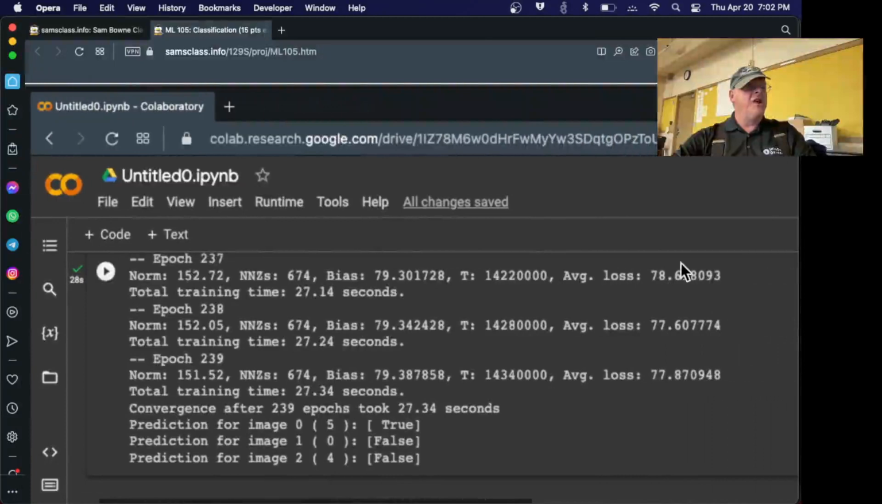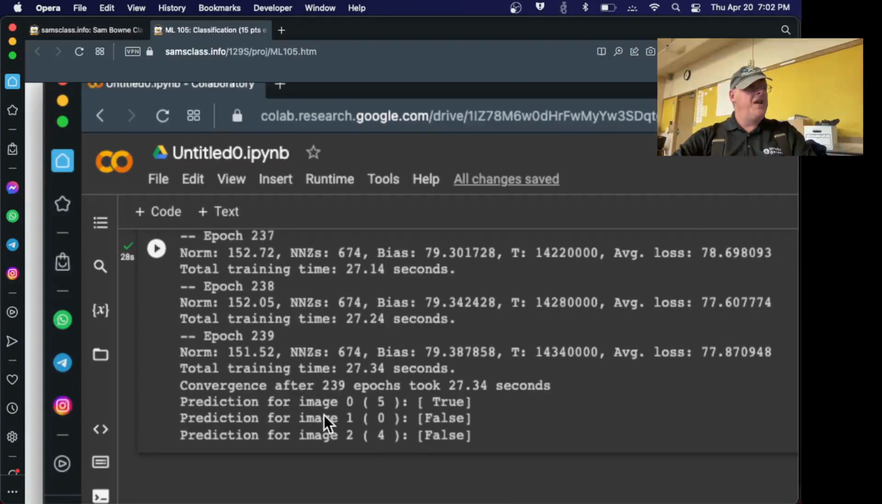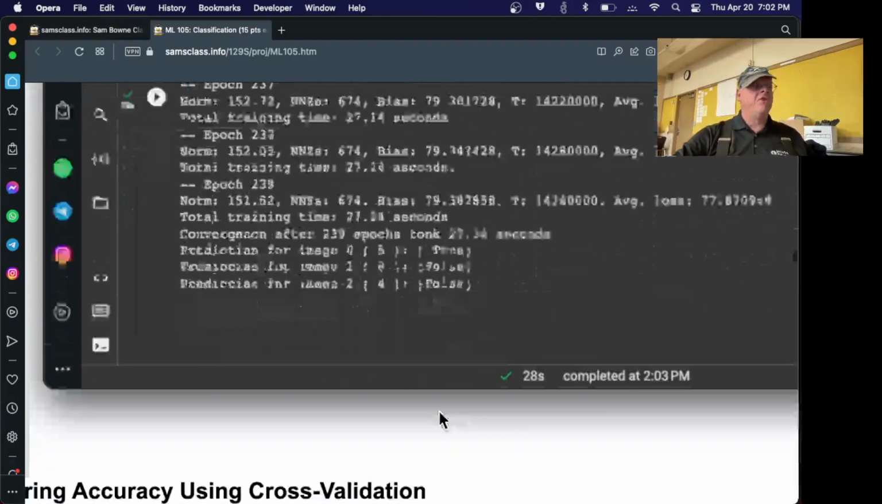So it gets down here, the average loss gets down to 77. And then here's the answer. Prediction for image is 5, is true, false, and false. The first one was a 5, the next 2 were not 5, so it got the first 3 of them right. So it looks all right.